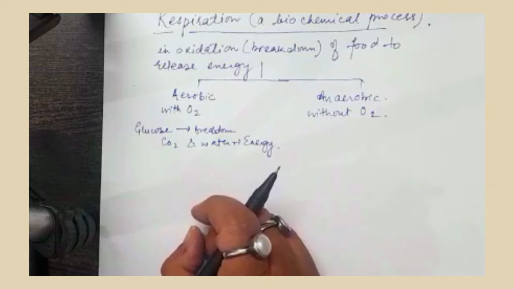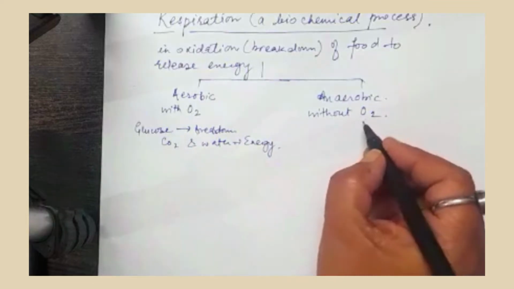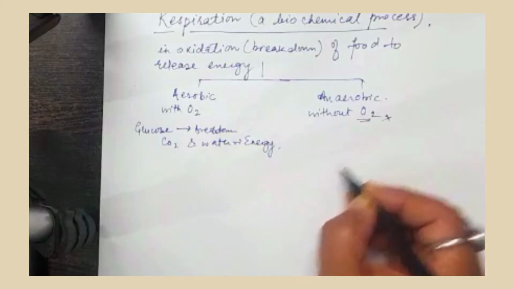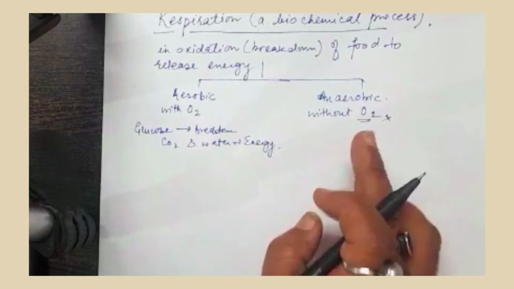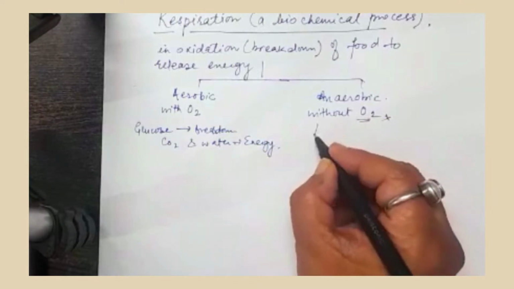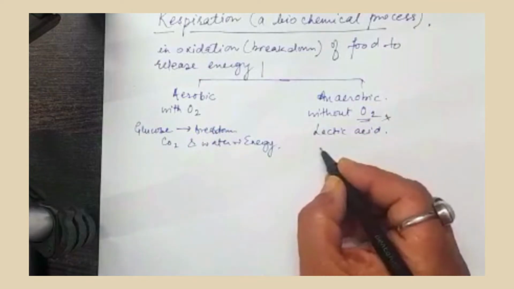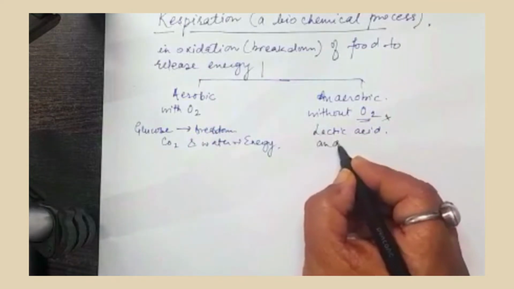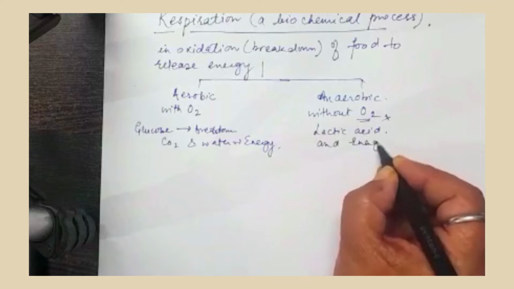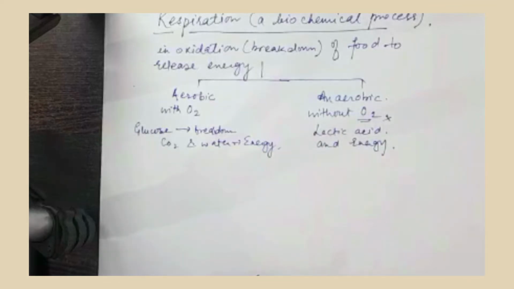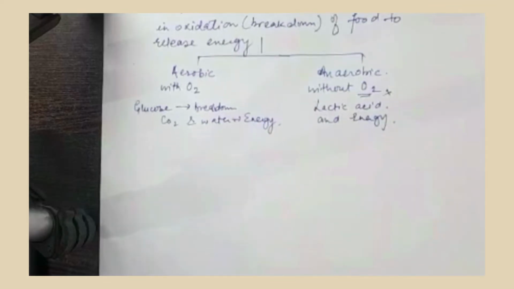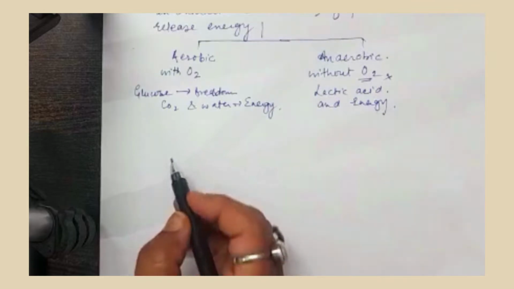Whereas in anaerobic respiration, oxygen is not there at all. Here the end product is lactic acid and energy. Now let me give you a full equation which suggests how this glucose breaks down.